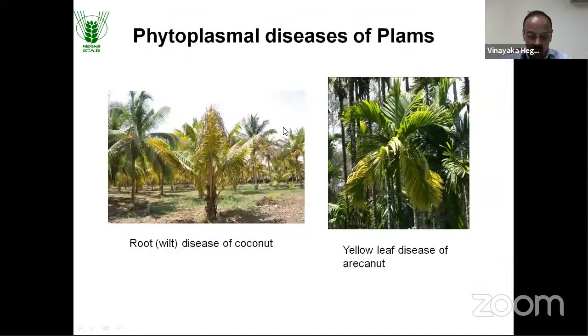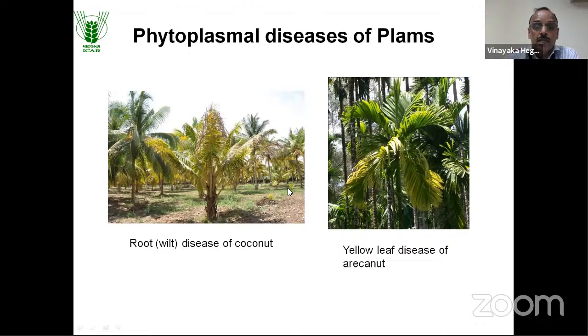This is another major important disease in palms, the phytoplasmal disease. You must have heard about phytoplasma. They are bacteria-like but not bacteria. They are devoid of cell walls, which comes under mollicutes. You must have studied in microbiology about mollicutes and plant pathogens, mainly phytoplasma, which was earlier called mycoplasma-like organisms. They were reported in 1967 by Doi and his associates.